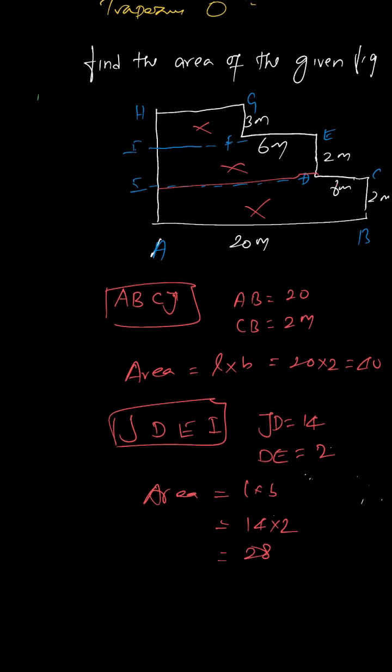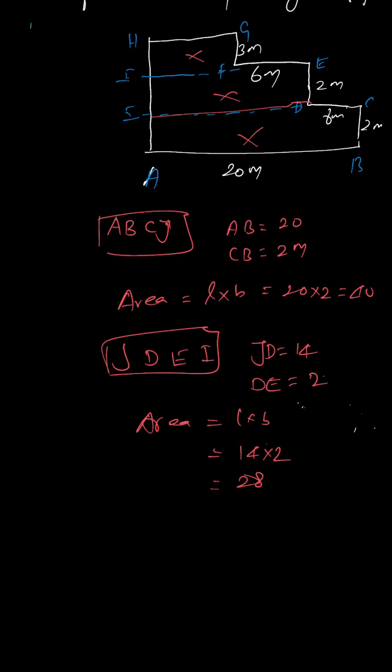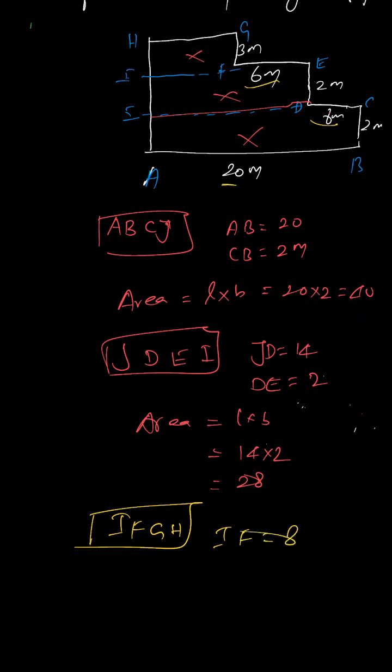Next நம்ம பார்க்க போகிறது IFGH, அதாவது IFGH இந்த ரெக்டாங்கிளுக்கு IF ஓட வேல்யூ என்னென்னு பார்த்தீங்கன்னா இது ஒரு 6, இது ஒரு 6, 12 போயிடுச்சுன்னா 20ல் பேலன்ஸ் 8 தான் இருக்கும். ஸோ இட் பிகம்ஸ் 8. FG is equal to 3. Therefore area is equal to L into B is equal to 3 into 8 is equal to 24.